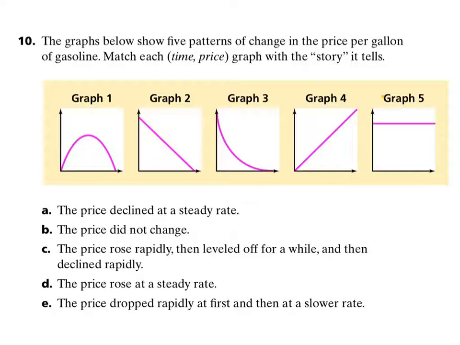Alright, and here we are with number 10. The graphs below show 5 patterns of change in the price per gallon of gas. Match each time/price graph with the story it tells. So again, we're using this idea of it telling us a story. So this is X and this is Y. So time is on my X-axis and price is my Y-axis. So I'm going to be able to label each one of these.